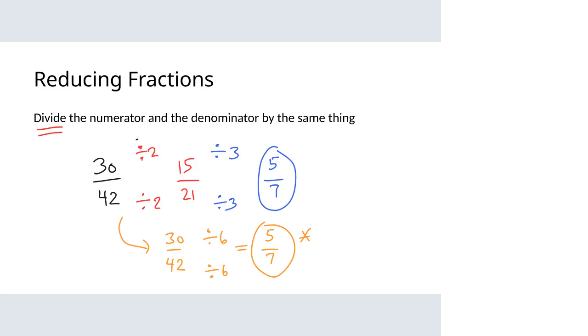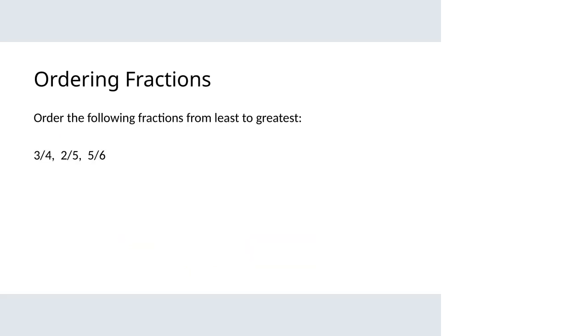All right, so we've created equivalent fractions, we've reduced fractions. The next thing I want to take a look at with you is ordering fractions. If we wanted to order these fractions from least to greatest, 3/4, 2/5, and 5/6. Now, off the top of my head, I'm not really sure which is going to be the biggest and which is going to be the smallest.